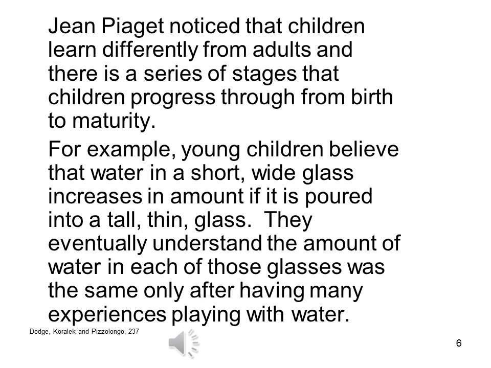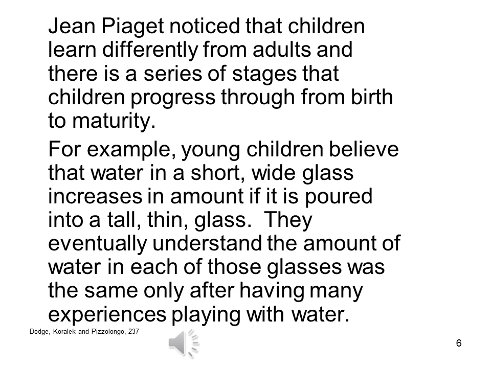I do want to talk just a minute about one of the theorists, Jean Piaget. Jean Piaget discovered that children learn differently than adults, and that there's a series of stages children progress through from birth into adulthood. And one of the things that he talked about is how children view things or see things differently.